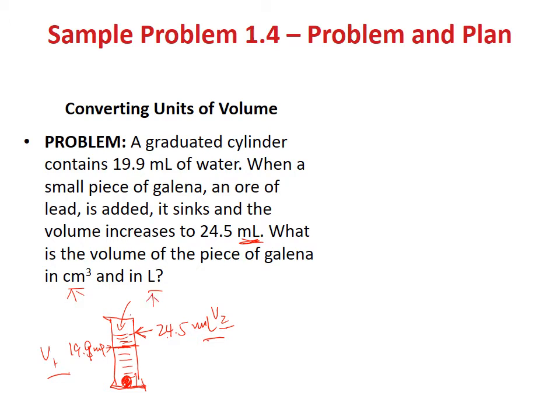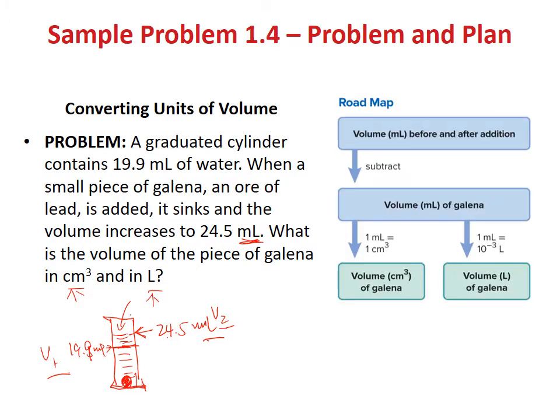So here is our plan. We first calculate the change of the volume in the cylinder due to the galena. So that's the delta V. Use V2 minus V1. It's in milliliter, and then conversion from milliliter to cubic centimeter. There's an important relationship we mentioned in the previous slides, and that is 1 milliliter equals 1 cubic centimeter. That's an important relationship.